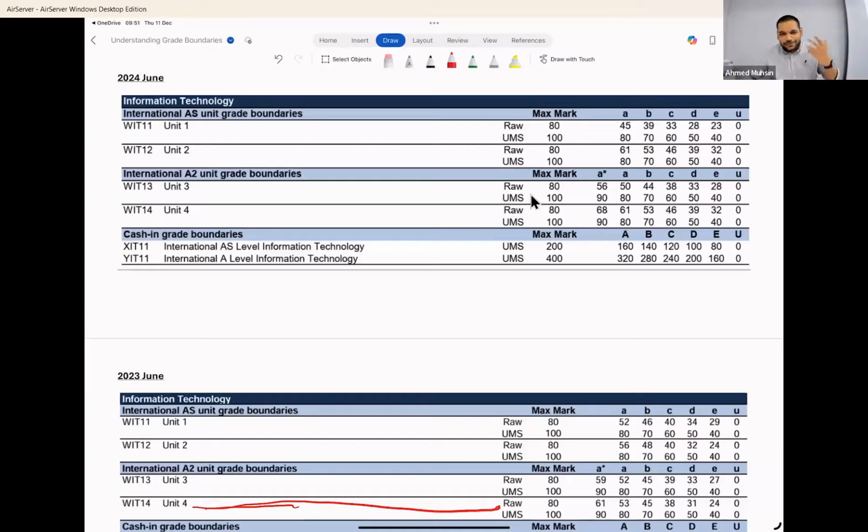Okay, uniform or unified. I forgot about it. Okay, unified marking system as I remember. Sorry? It's frozen, sorry, my bad.